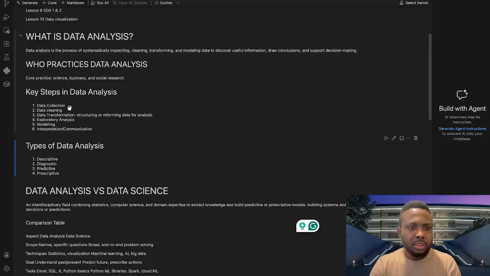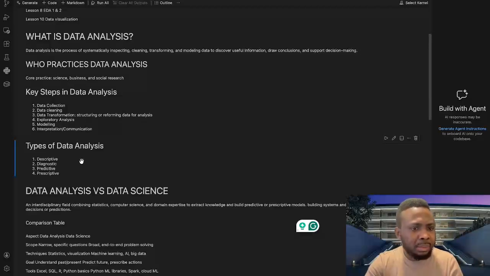So we said the key steps: data collection, which I talked about, data cleaning, data transformation, that's structuring or reforming data for analysis. Then exploratory analysis, modeling, interpretation, and communication. It is very straightforward and simple. You collect the data, you inspect the data, you check for the need for transforming the data. It's not something you can really go out of line for, because the steps are always very straightforward.